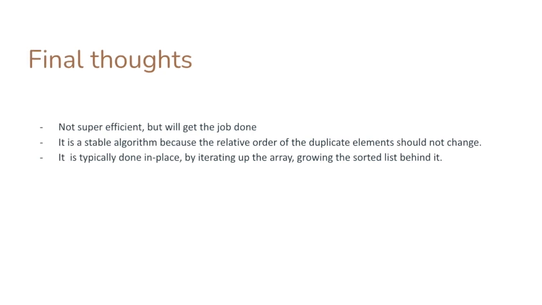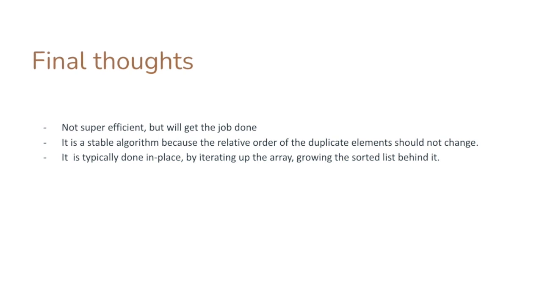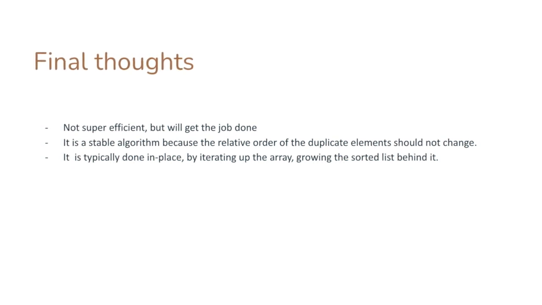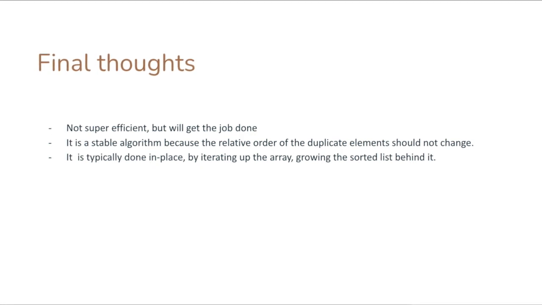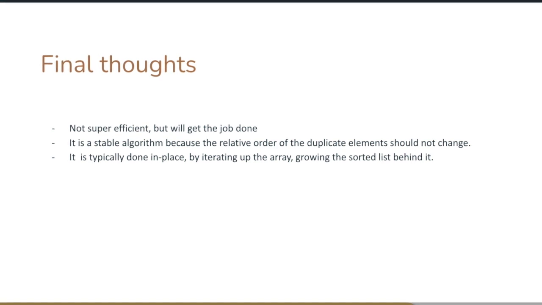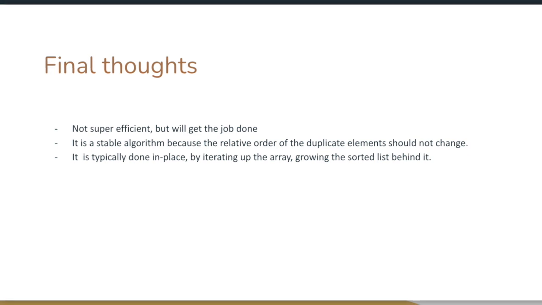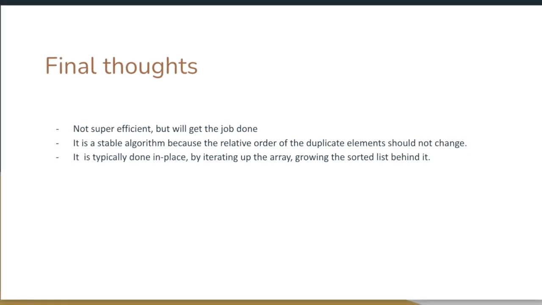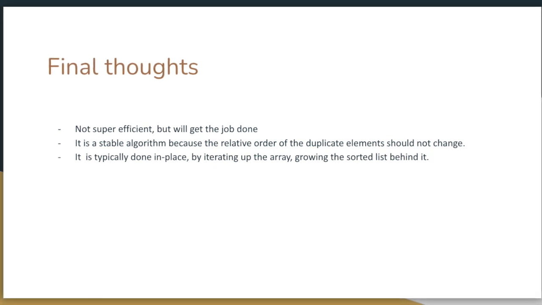And it is also a stable algorithm, meaning, like we just talked about in the last example, that if you were bringing in an element that is a duplicate of something that already exists, the relative order will not change, meaning that if there's an original number, that will come before the new one. And lastly, it is typically done in place. You're going to iterate through the array one by one, and you're going to grow the sorted list behind it. So all in all, it is a sorting algorithm that does its job, and you will have a result that is a sorted list, which is all you can ask for given a sorting algorithm.